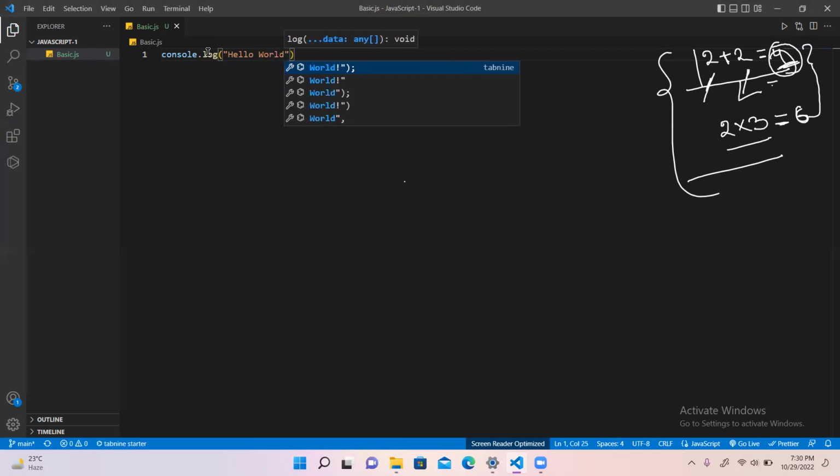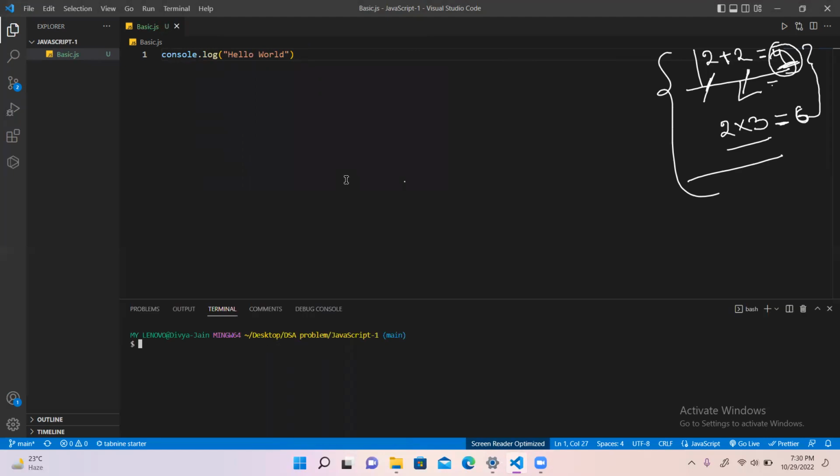So how do you run this? It means how to get this output. First, open your terminal using Control plus the key below Escape. Then write node, your file name, basic.js, and after that you get the output hello world. So now you got the output hello world. This is the printing way.